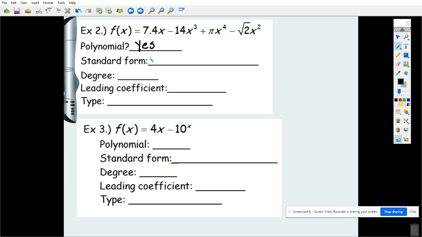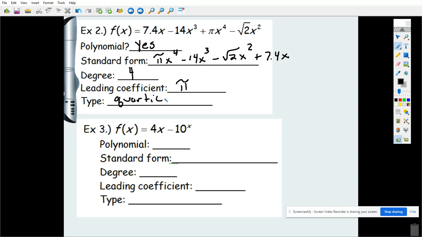So we're going to move these terms around. It would be pi x to the 4th minus 14 x to the 3rd. Notice how I take the sign with it. The plus means it's positive. I don't put a plus in front of the first term. Minus square root of 2x squared plus 7.4x. So that would be standard form. The degree would be 4. The leading coefficient would be pi. Pi is a number. And the type would be a quartic.